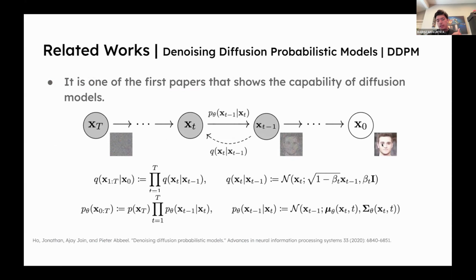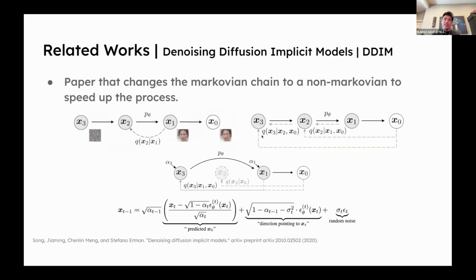Their objective is simple. They add Gaussian noise through T time steps and try to denoise it with a UNet architecture, though it can also be a transformer architecture. But at that time, they used a UNet architecture. So basically they add Gaussian noise and try to predict the noise at time step T to denoise it. But it is a somewhat long process. Therefore, DDIM was published a couple of months later, and they changed the Markovian chain to a non-Markovian chain to speed up the process.